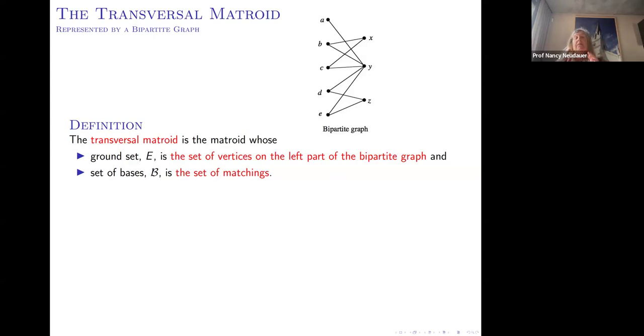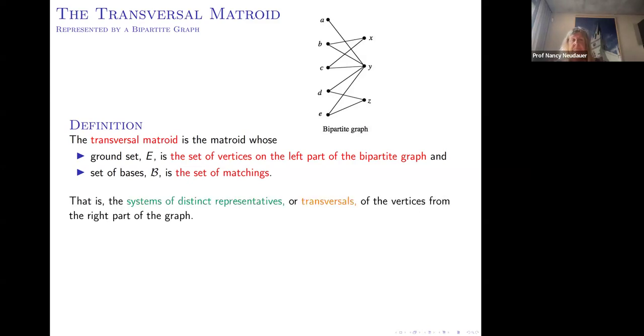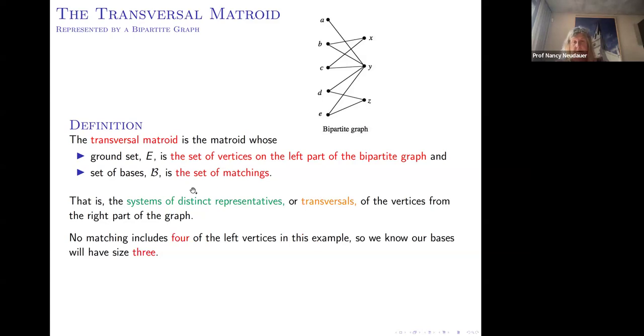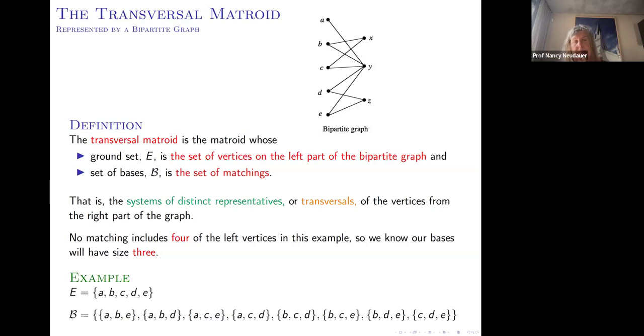I'm not sure, for a hypergraph, if you have this structure, but if so, we can find the system of distinct representatives or transversals and then build the matroid that way, because that's what the bases are. Does that make sense, Brianna? So in this case, the ground set is A through E, and the bases are all the transversals of that set. Eric has a question.